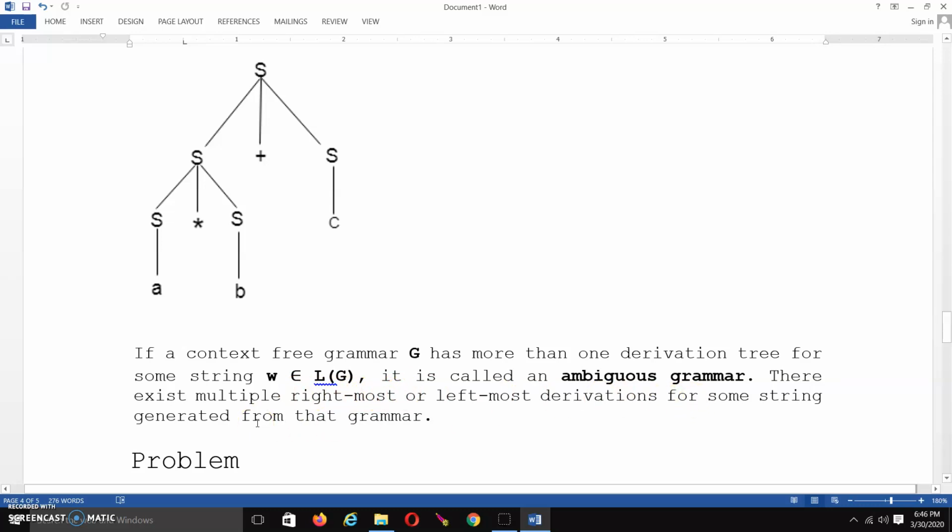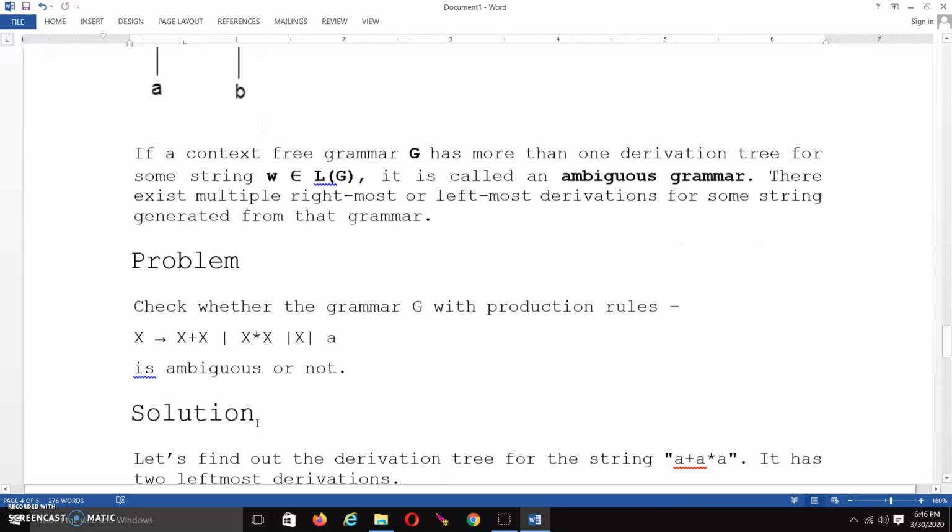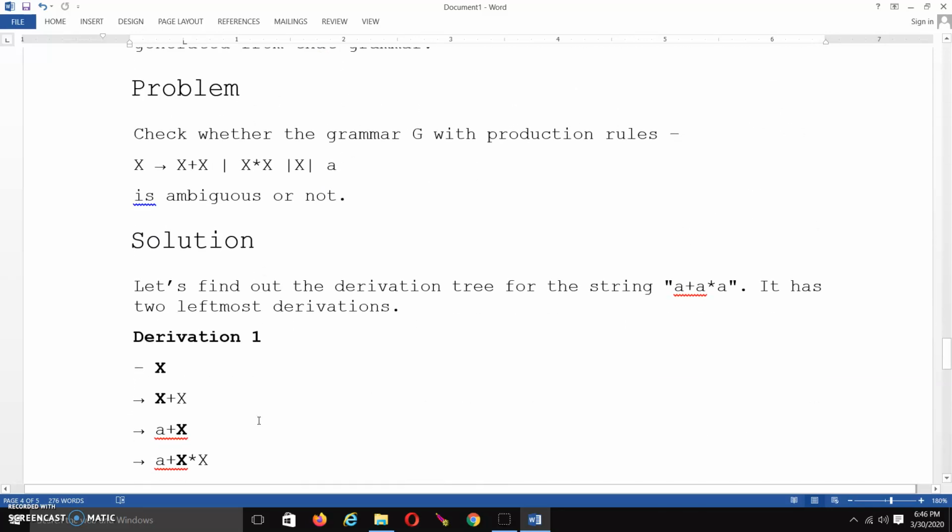How are we going to generate such types of trees? Let us consider another example problem. Here the production statements are X tends to X plus X, or X star X, or X, or a. Whether it is ambiguous or not has to be checked. So now I have taken the minimum string to derive, which is a plus a star a. This is the minimum string I am going to derive.